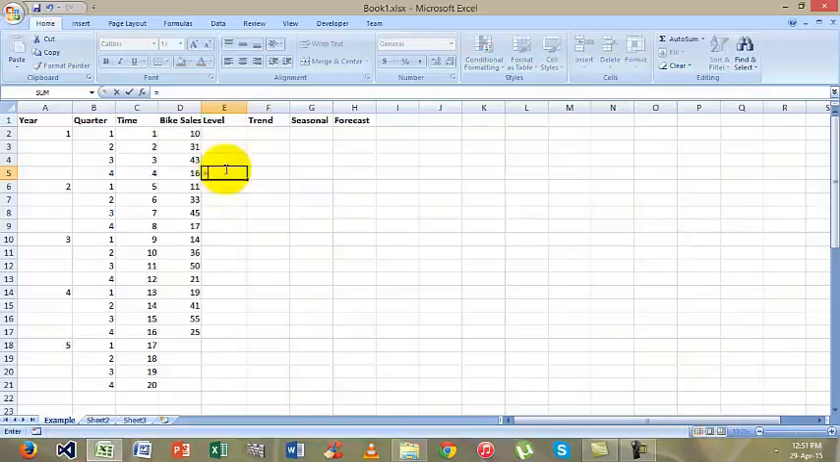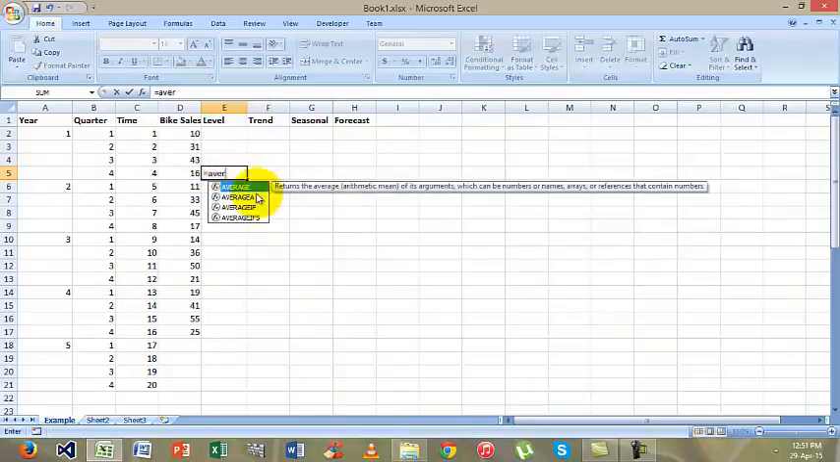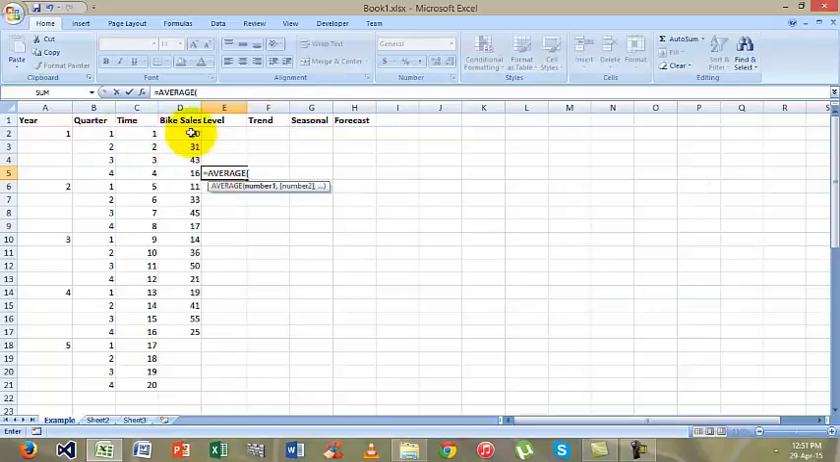The level is the average of the sales in year 1. The trend is the difference between sales in the first quarter of year 2 and year 1, divided by the period. The seasonal data is that of the actual series divided by the level.